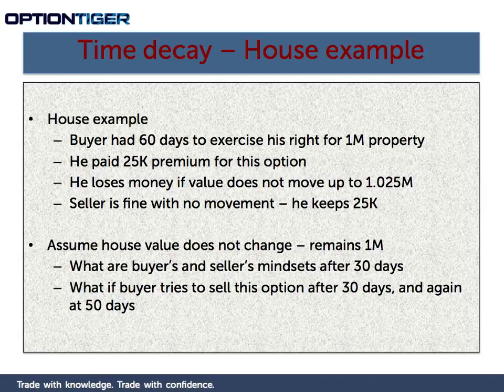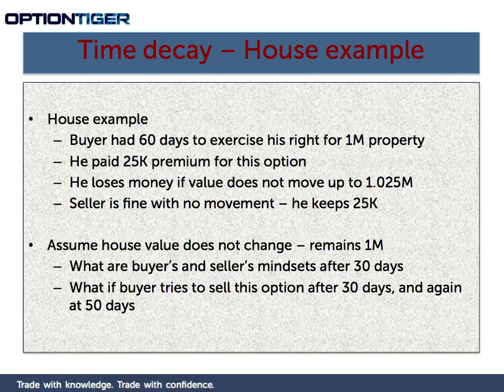Now, the buyer would lose this money if the value does not move up to $1,025,000. And the seller is fine with no movement because he can keep the $25,000 as premium. In fact, he gets to keep the premium regardless of what the buyer decides to do, whether he decides to exercise his option to buy the house or not. The seller receives the $25,000 in premium right away. So this is our house example.